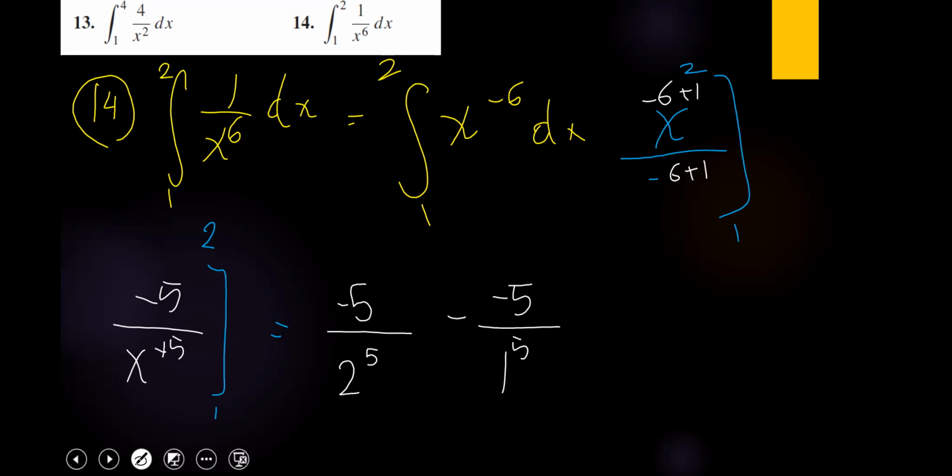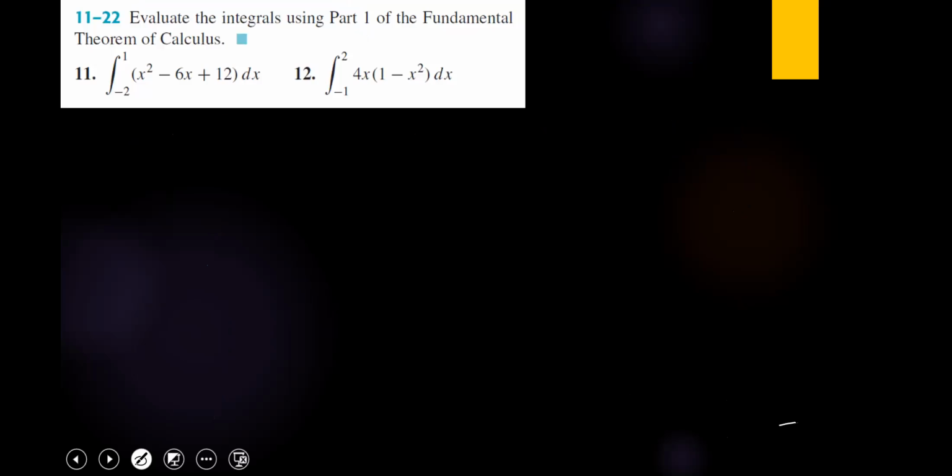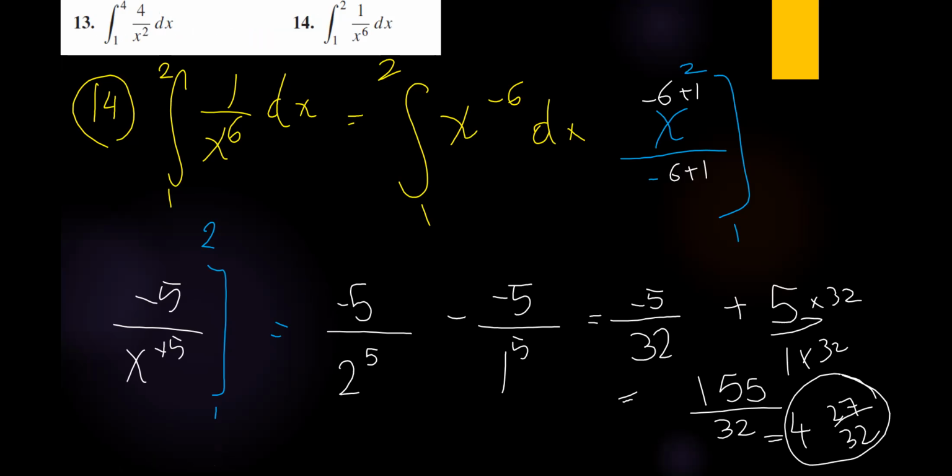Now, which is negative 5 over 2 to the power 5, 2 to the power 5 is 32. So it will be 155 minus 32, or after we subtract them, then we get 155 over 32, and if we simplify it, it is 4 and 27 over 32. This is now the final answer.